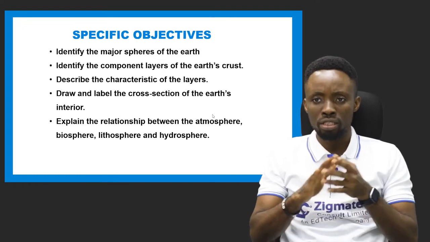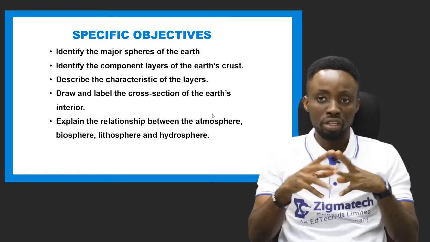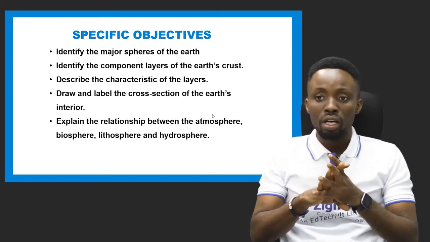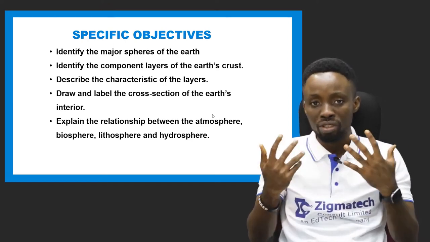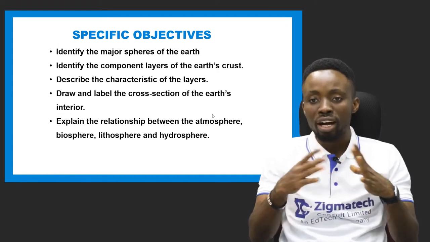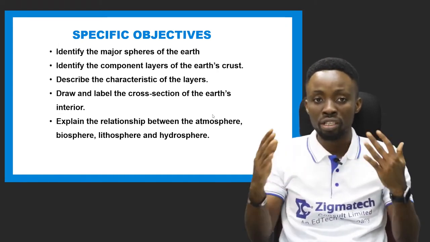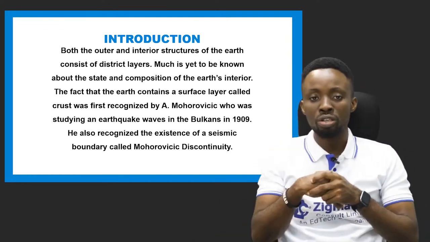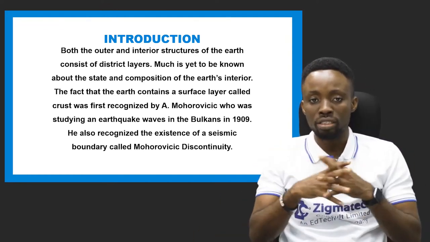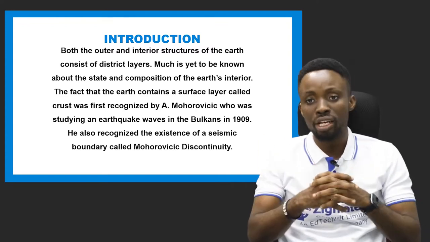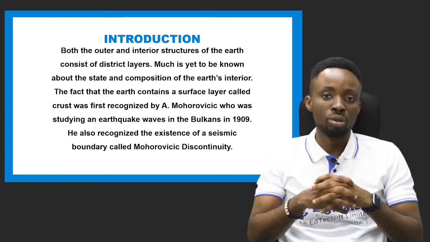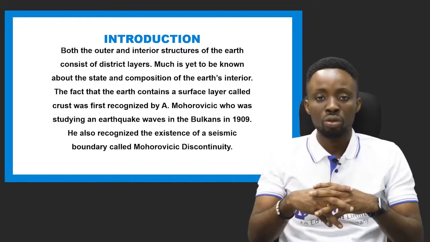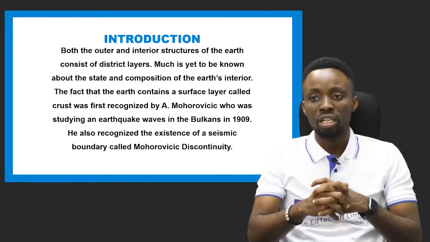And then we're also going to look at the cross-section of the Earth's interior, starting from the lithosphere down to the core. And then we're going to look at the relationship that we have between the atmosphere, biosphere, lithosphere, and hydrosphere. So before we actually commence, if you look at the physical nature or structure of the Earth, you will see that the Earth is actually composed of layers, internally and externally.